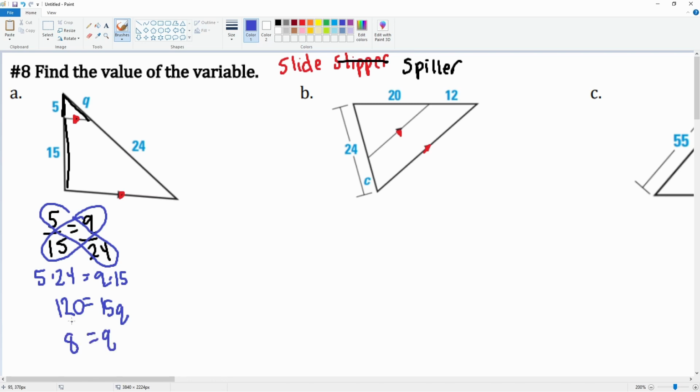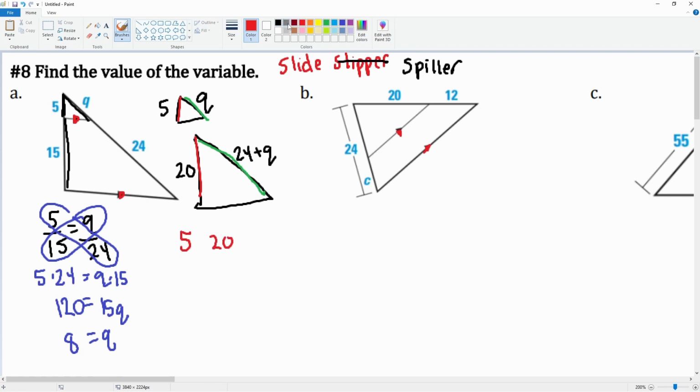Okay, so let's do this the other way, right? The small triangle and the big triangle. Here's the small triangle, 5 and q, and the bigger triangle would have been, I think, 20 and 24 plus q. Okay, let's make this red. We can make this green and green. All right, the proportion should still work. So we have red and red, 5 and 20. That's going to be equal to, let's say, q, and the bottom here is 24 plus q.